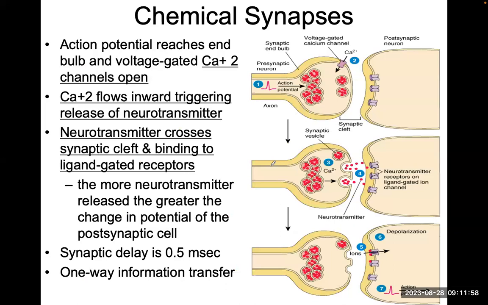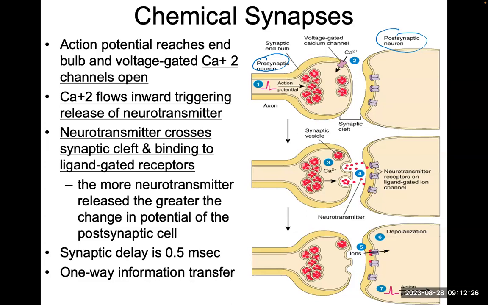In terms of chemical synapses, here on the left-hand side, this is presynaptic, and on the right, postsynaptic. As the action potential reaches the axon terminal at the end, we have the synaptic end bulb. And at the very end, we have these vesicles that can contain neurotransmitters.